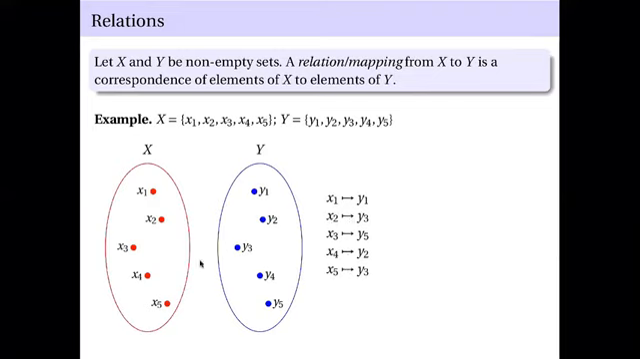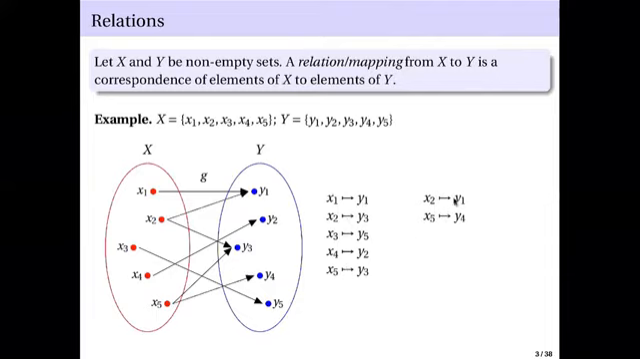If we look at this illustration here, you see X1 is being mapped to Y1, X2 is being mapped to Y3, X3 is being mapped to Y5, X4 is being mapped to Y2, and X5 is being mapped to Y3. So this is a relation. And let us name this relation F.